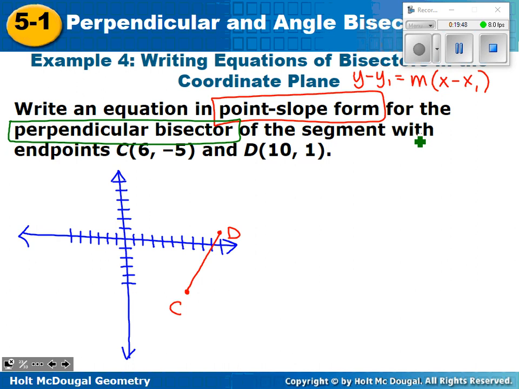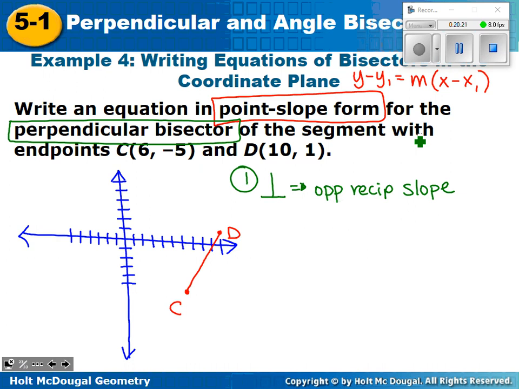When it goes through this segment, if it's perpendicular, what's it going to form? Good and good. It's going to form a right angle, but it's going to have the opposite reciprocal slope. So first of all, that word perpendicular means we're going to need the opposite reciprocal slope. Okay? So we're going to need to figure out what is the slope of CD, but we want ours to have the opposite reciprocal slope. Very good, Katrina and Edwin.